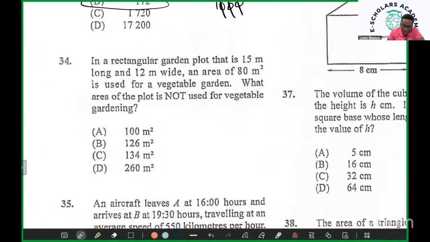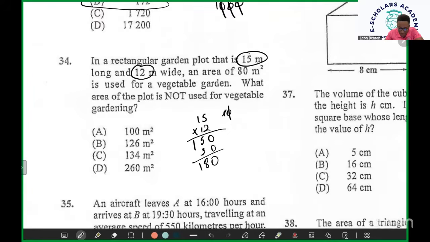So we just have to find the area of the whole rectangular thing. So this will be 15 times 12. 5 times 2 is 10, 1 times 5 is 5, 1 times 1 is 1, so 180. So 180 is the whole garden plot. And we see 80 meters square is used for the vegetable garden. So we just minus 80 from here and we get 100. So this is A, cool and calm.